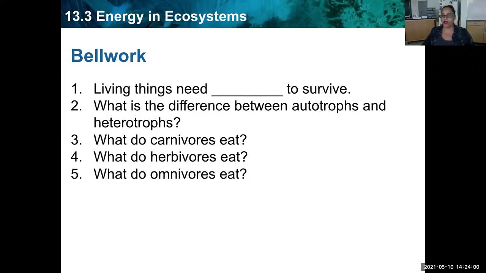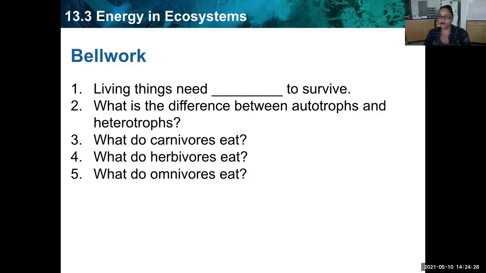All right. What is the difference between autotrophs and heterotrophs? We talked about autotrophs way back when we talked about photosynthesis. But what is the main difference between the two? What can autotrophs do that heterotrophs cannot? Yes, autotrophs make their own food. And then heterotrophs, where do we get our food? Gets it from other ways, yeah.